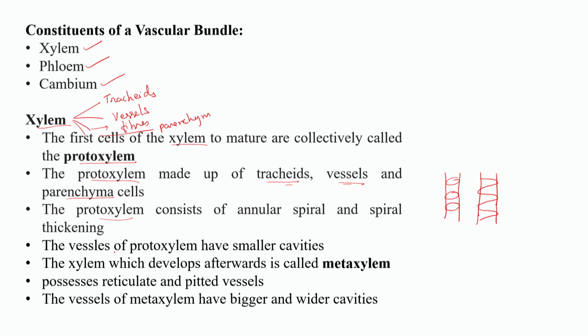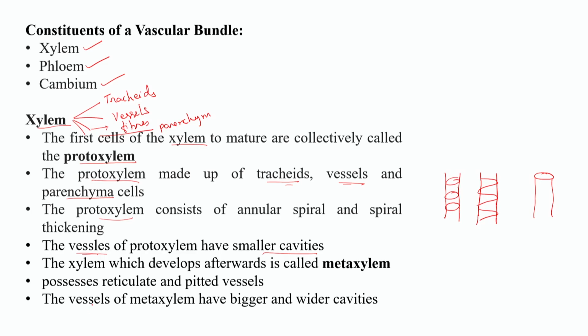Now, in case of protoxylem, the vessels and tracheids will have smaller cavities. Particularly vessels, we talk about, are very broad pipe-like structures having very broad cavities. So, in case of protoxylem, the cavities will be slightly narrower.